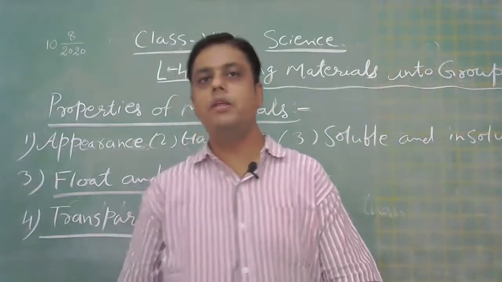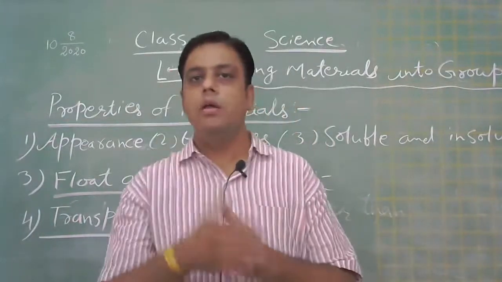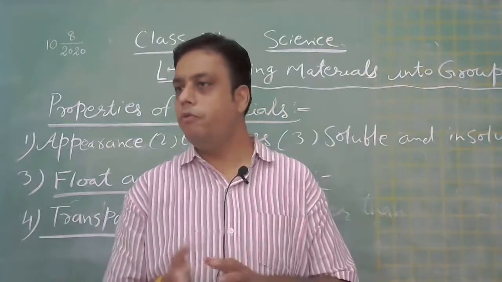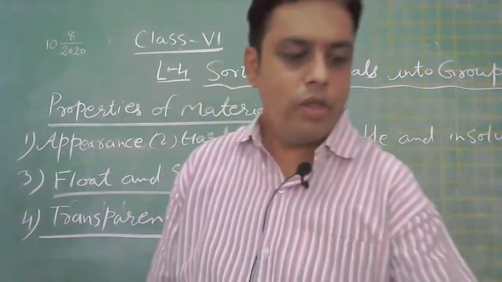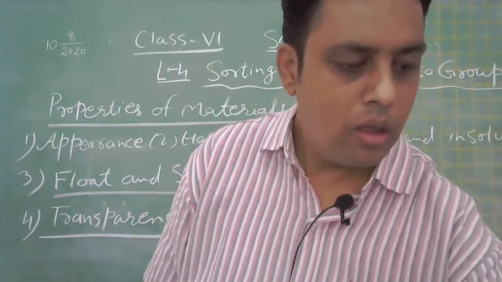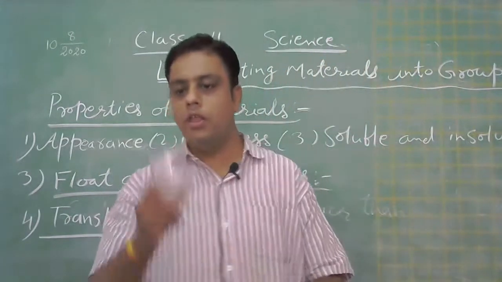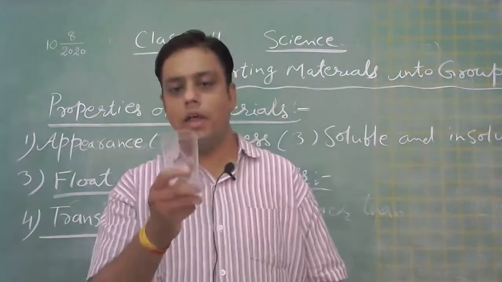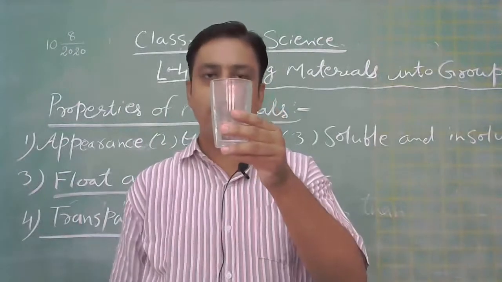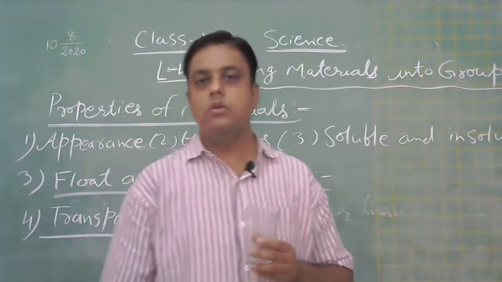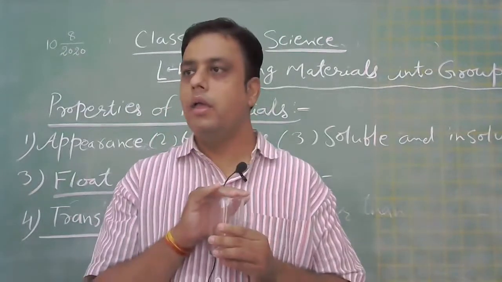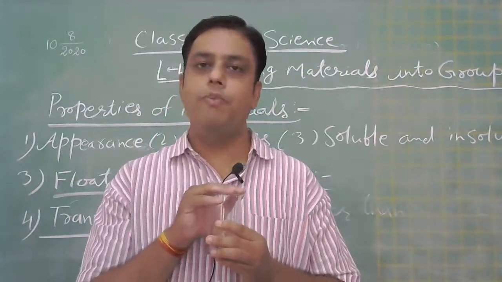Some materials are there through which we can see clearly to the other side of the material. First and foremost, what will be the example? Say, this is the glass. From glass, I can see the other side of that glass clearly. So glass is a transparent material.